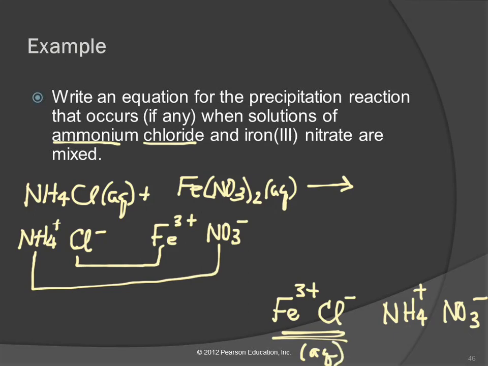Ammonium and nitrate. Ammonium compounds are soluble, no exceptions. Nitrate compounds are soluble, no exceptions. Is there a precipitate that forms? No, there's no precipitate. That means there's no chemical reaction. All we did was mix some ions. That's not a chemical change. NR. No reaction. Any questions?